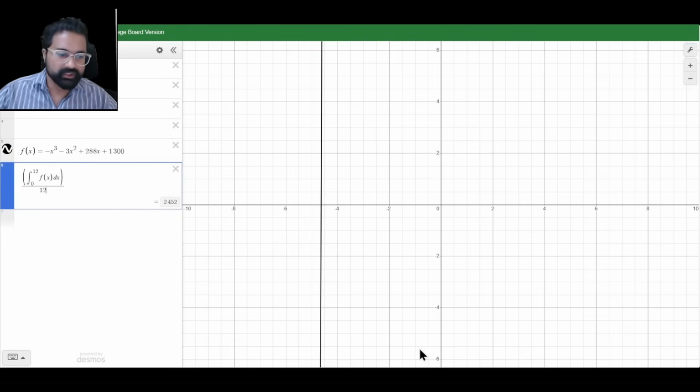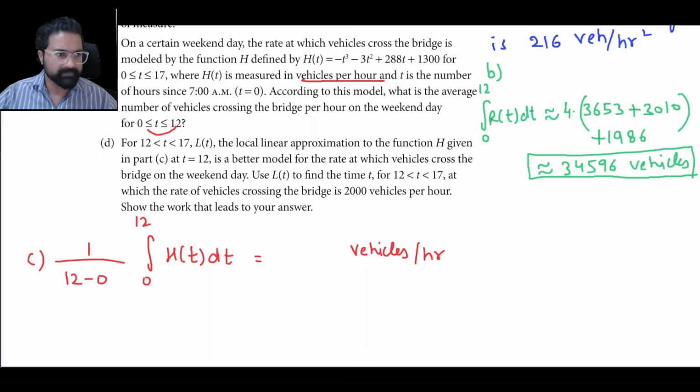So my answer should be 2452 over here. Let me share the board again. Yeah, 2452, and the unit I have already mentioned, vehicles per hour. Right, guys, I hope this makes sense.